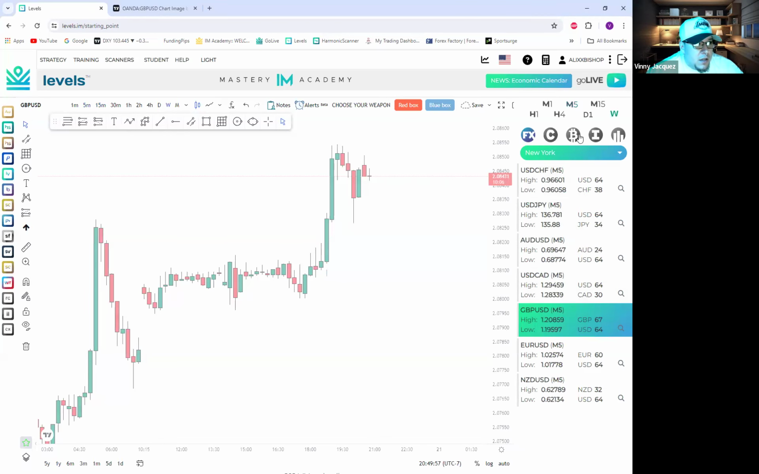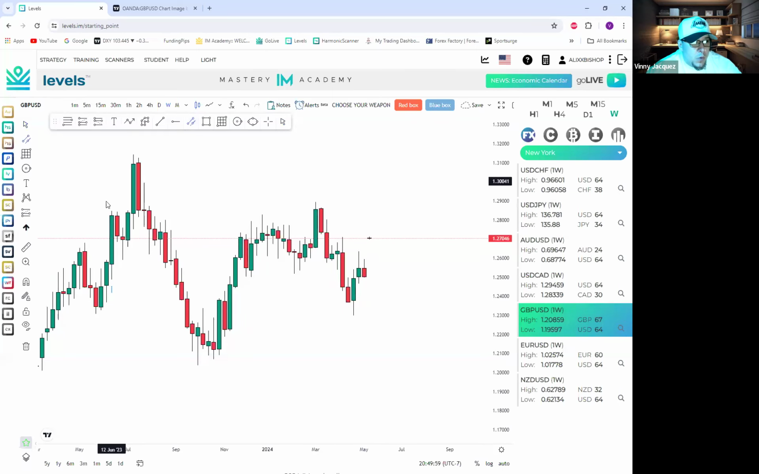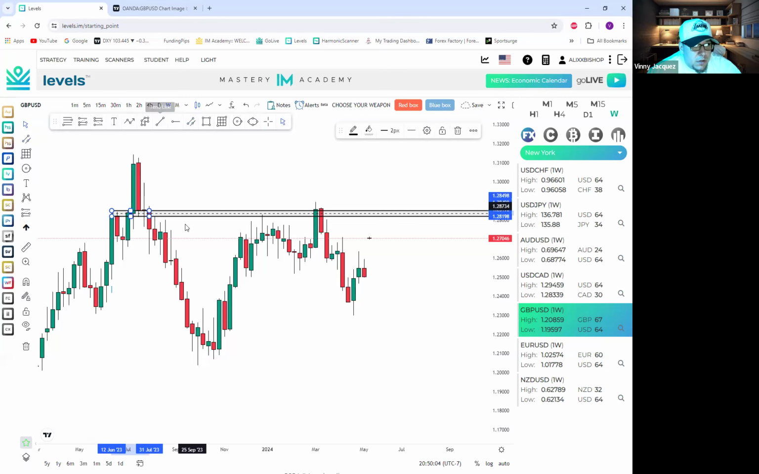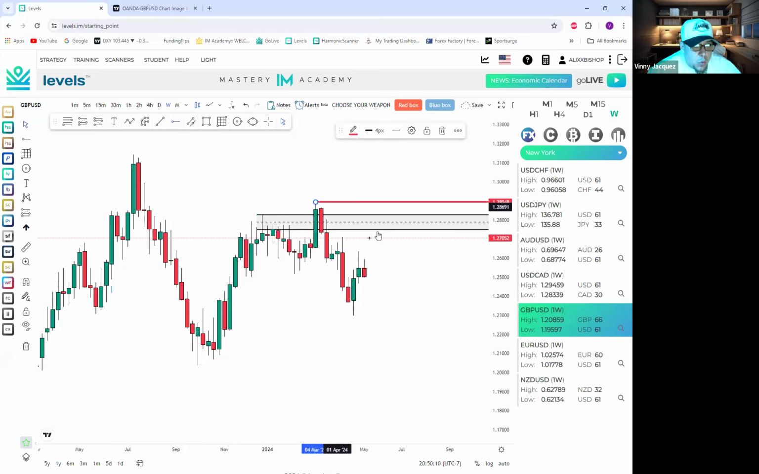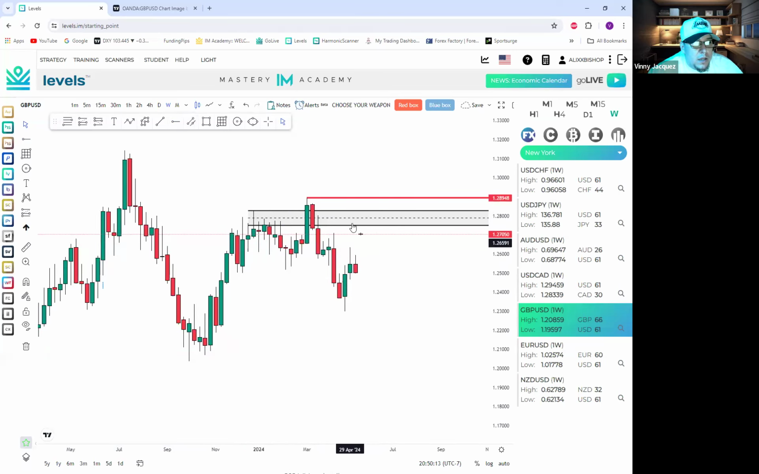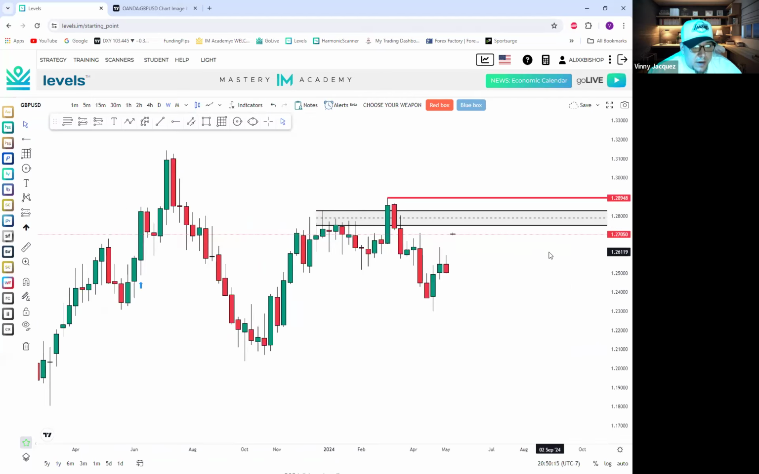GBP USD on the weekly. So let's go ahead and mark this up. We know this is the shoulder zone. This is the brand new setup. Stop loss is up here. We know that. This is the weekly setup, guys. The weekly. So this would be the macro setup right here.